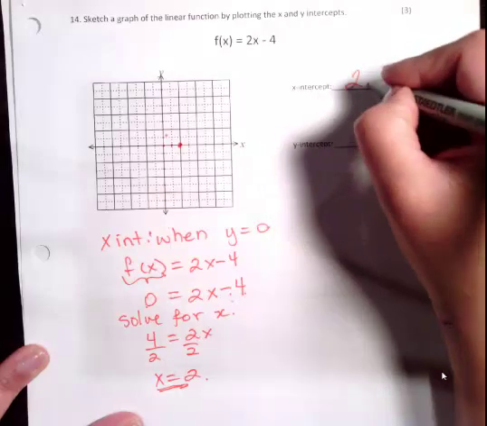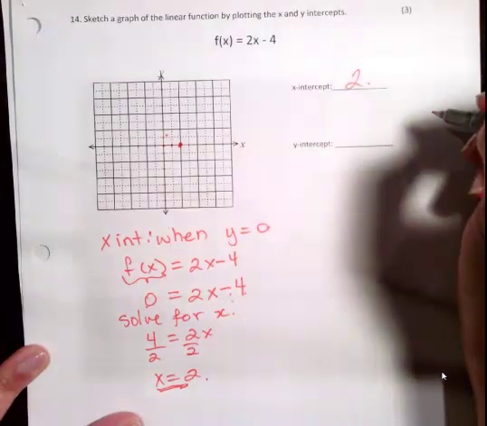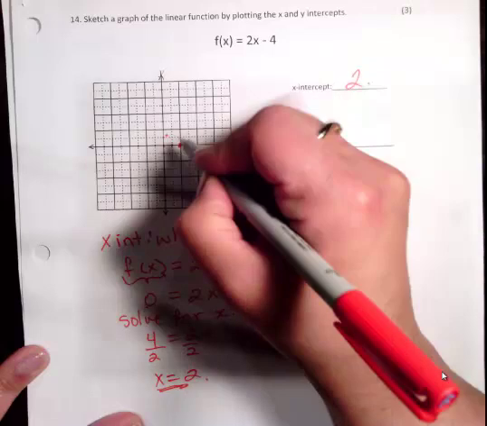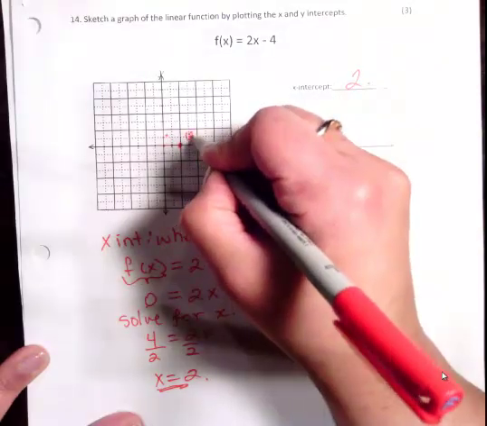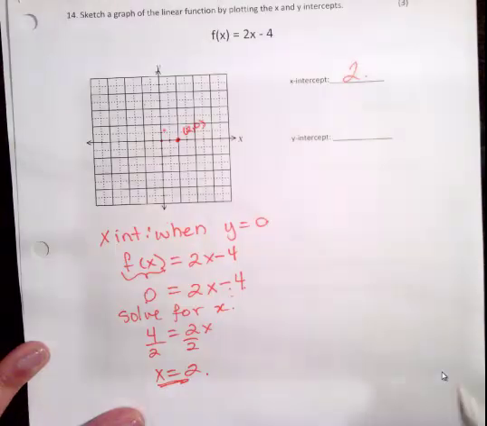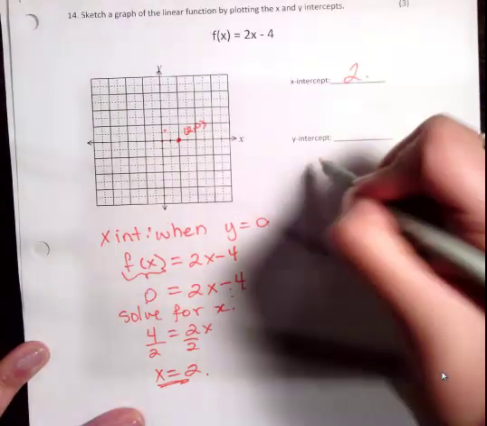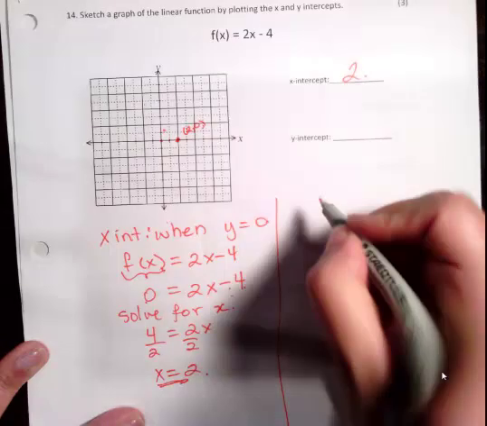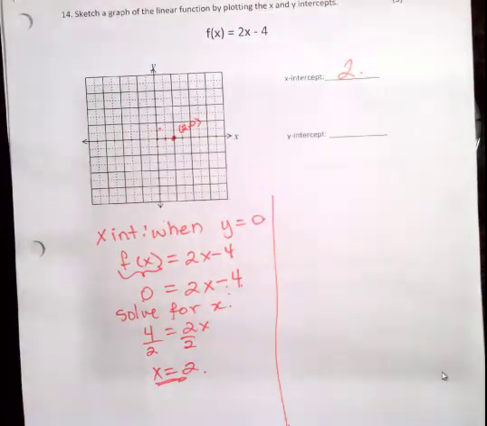Write down your answer over here. And then let's label this point so it's 2, 0. All right, just so we all know what we're talking about. And our y-intercept, I'm going to do that in green just because I can.